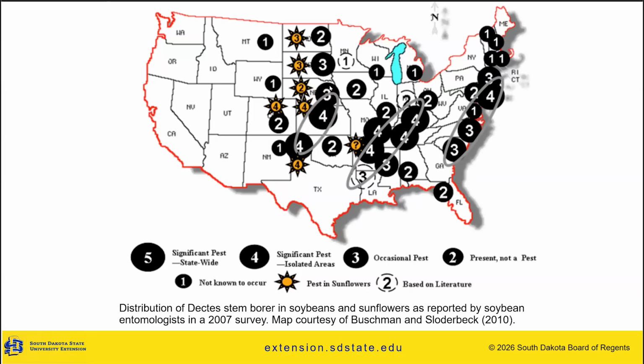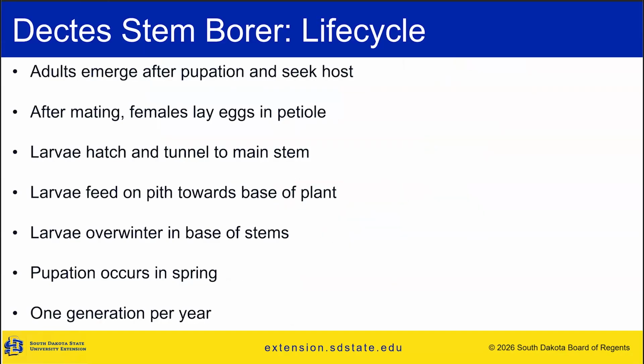This is from a study from quite a few years ago, back in 2007. They published it in 2010, but historically, it was reported as an occasional pest in soybean here in the state. The adults emerge in the spring. They mate, they lay the eggs in the petioles of the current year's soybean. The larvae hatch, tunnel into the main stem, and they'll feed up and down in the main stem pretty much until the end of the season. Once the plant starts to dry down, they start wrapping things up and they get ready to overwinter down at the base of the plant.